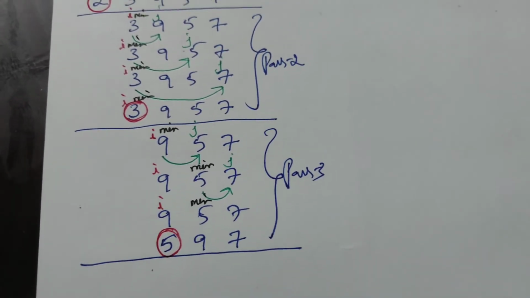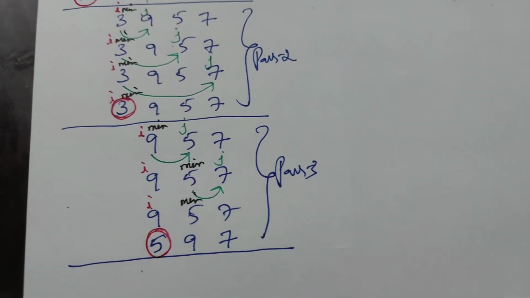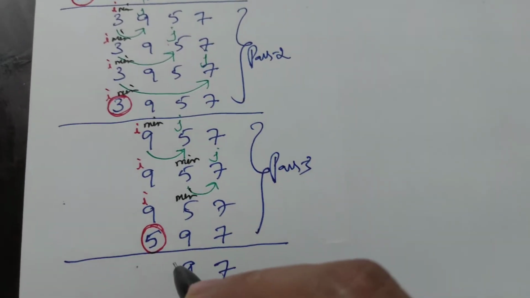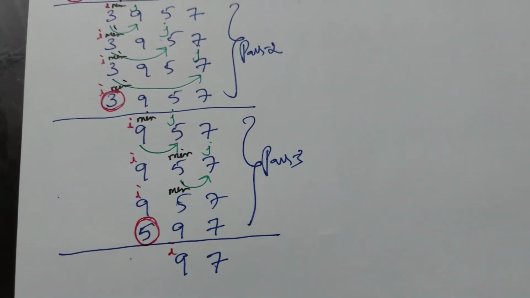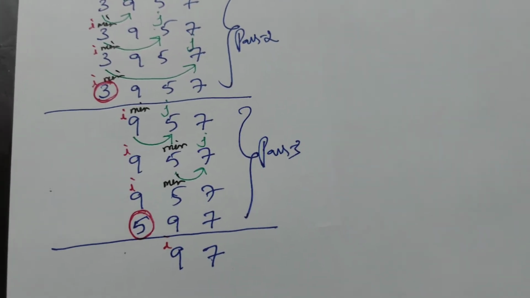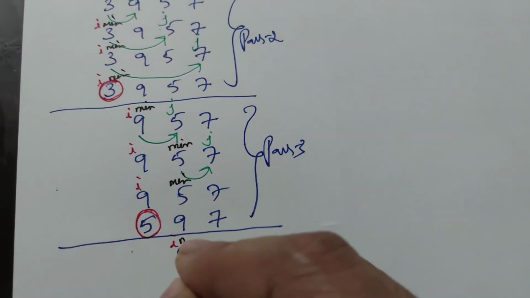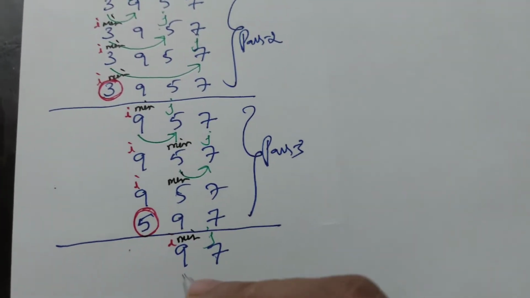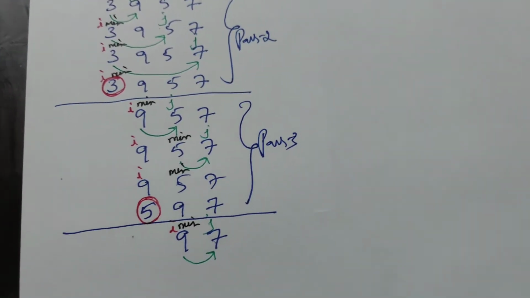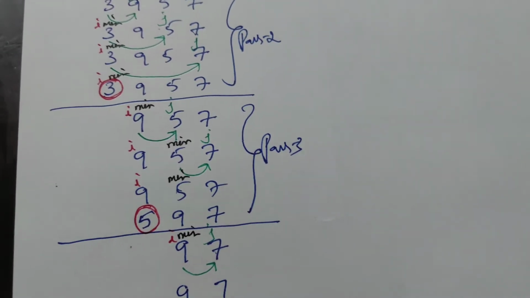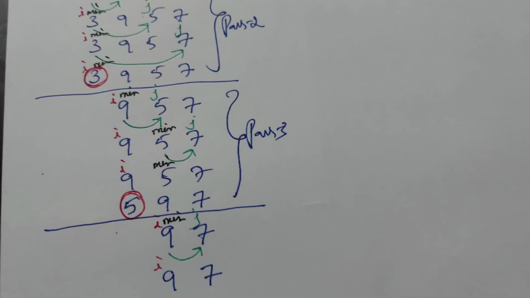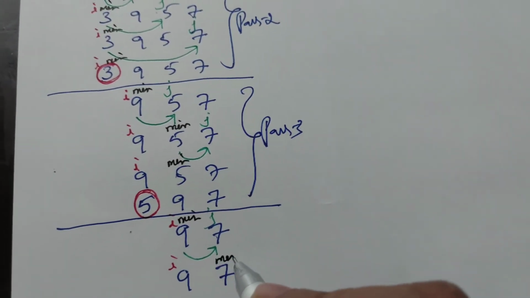Okay, now 2 elements are remaining. Which are those? 9 and 7. Now the same procedure: I will start selecting here and assume this itself is the minimum element stored in this position, and I will compare with the next element J. When I compare, I came to know that the minimum element is not stored in the ith position. The minimum element is stored in the jth position, so I changed.